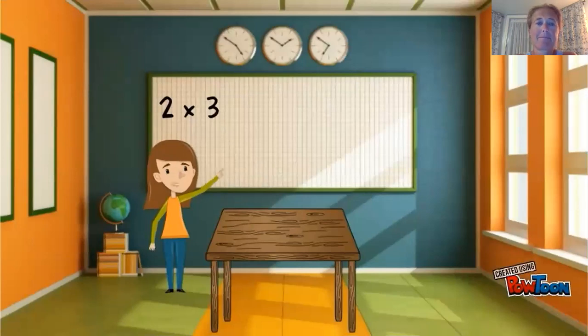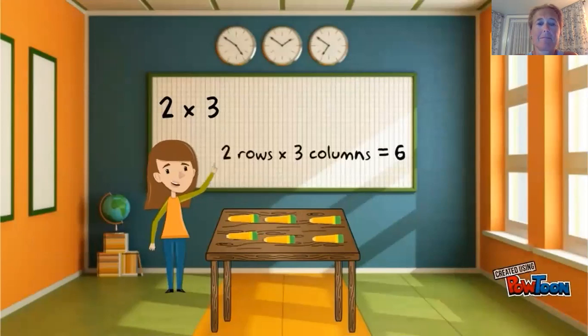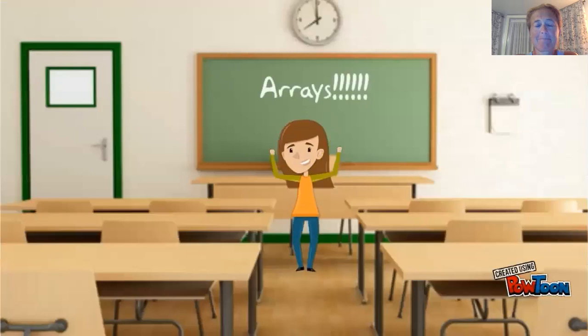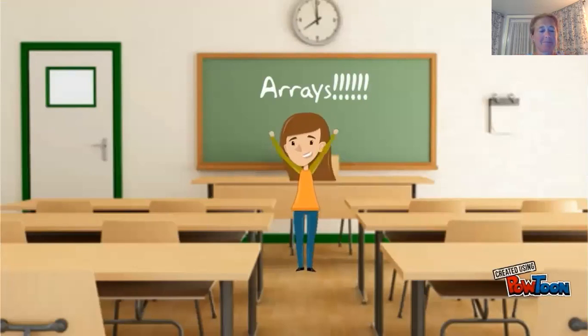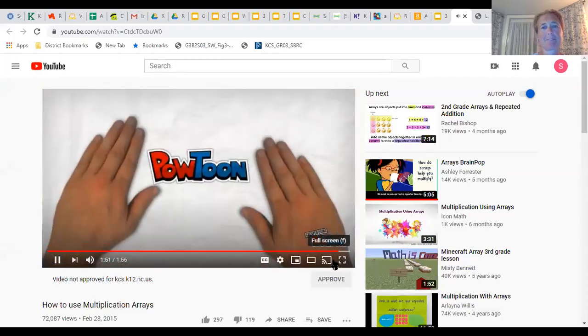How can we use an array to represent 2 times 3? We can use 2 rows of pencils and 3 columns of pencils. 2 rows times 3 columns equals 6. 2 times 3 equals 6. There are 6 pencils in the array. Congratulations, class! You have learned how to use arrays to represent and solve multiplication problems. Now go to your home, school, and environment and find arrays. Created using Powtoon.